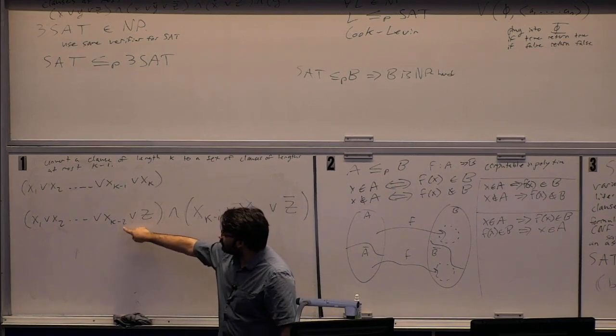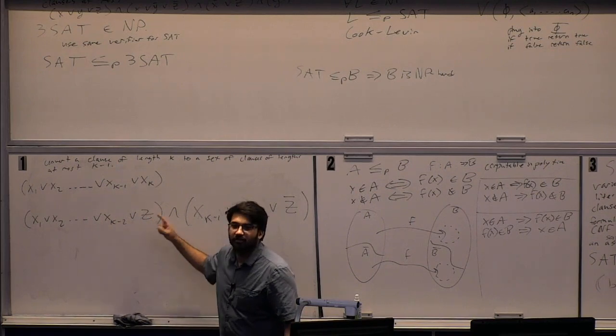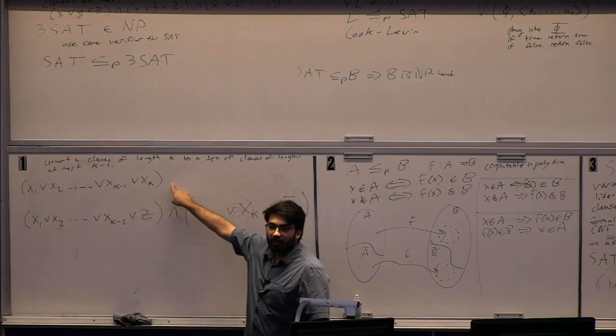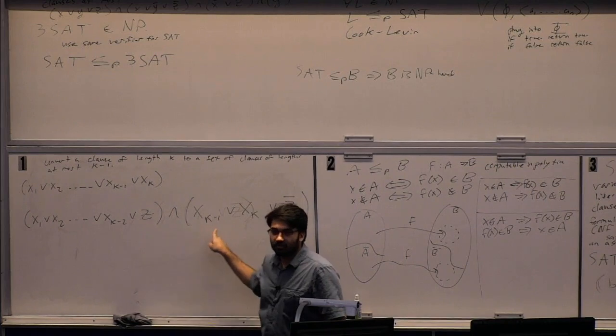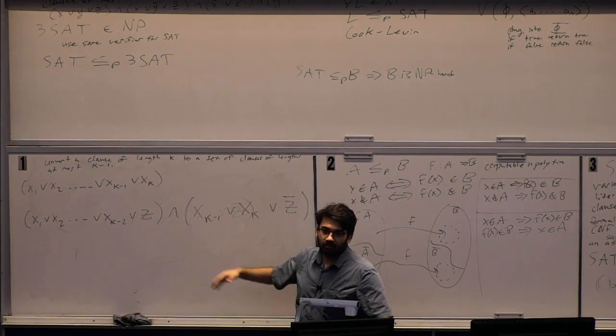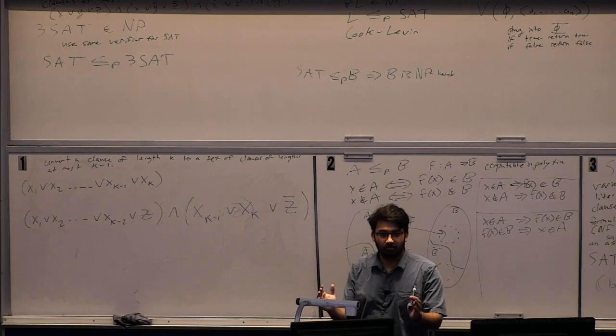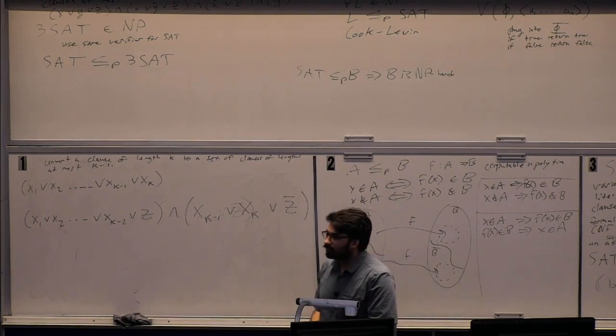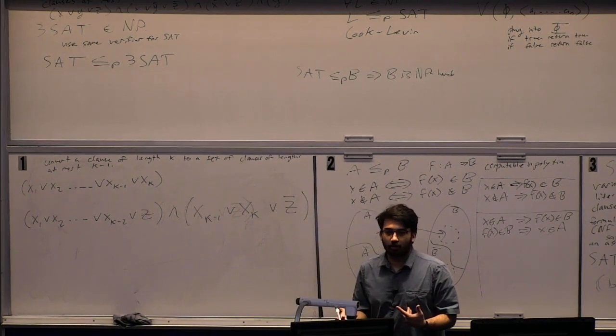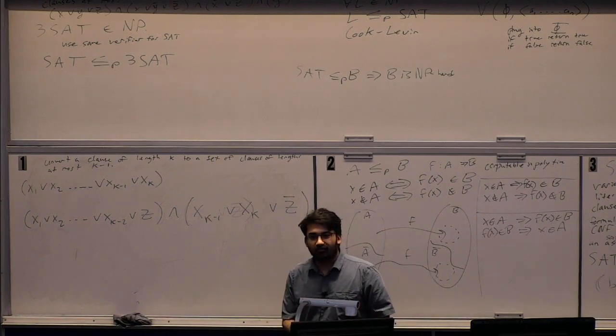But this is going to be a clause of length k minus 2 plus 1, which is now k minus 1. This is a clause of length k. This is a clause of length k minus 1. This is a clause of length 3. Right, repeatedly applying this, you're going to get clauses of length at most 3, all the way down to length 3.